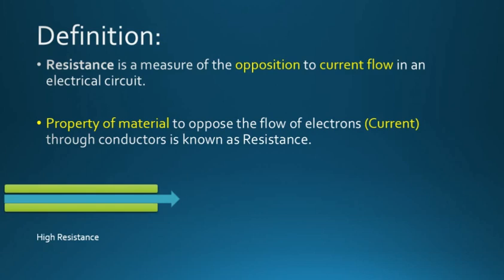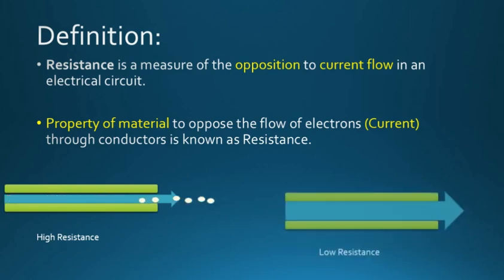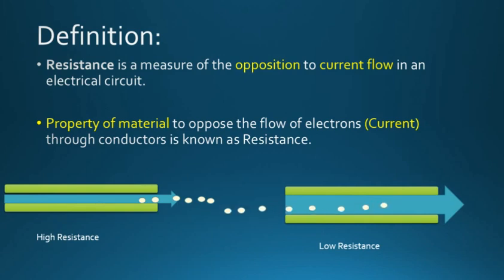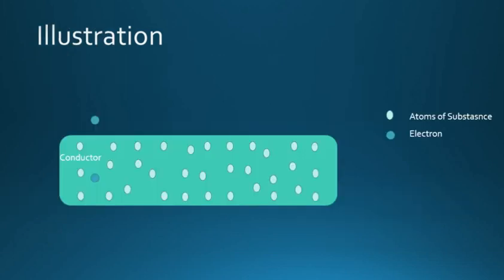When there is a high resistance, less current flows, the number of electrons passing is less, and also the speed is low. On the other hand, when there is low resistance, more electrons flow through the circuit and also their speed is high. As a result, high current flows through the circuit.